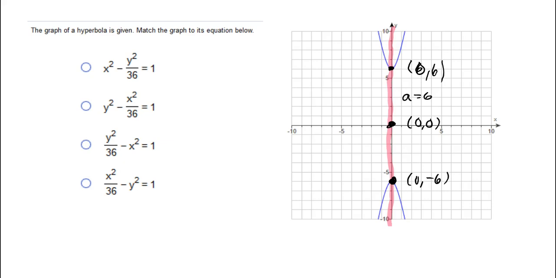So a vertically oriented equation will have the y being the positive term. So these two have y being the positive term. I can eliminate these two that are horizontally oriented. And because A is 6, this will be the right choice. Y squared over 36 minus x squared over b squared equals 1.